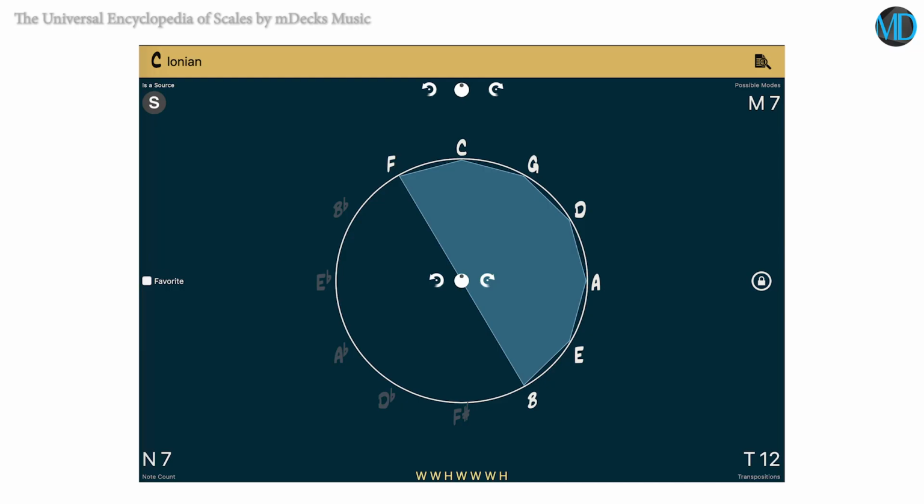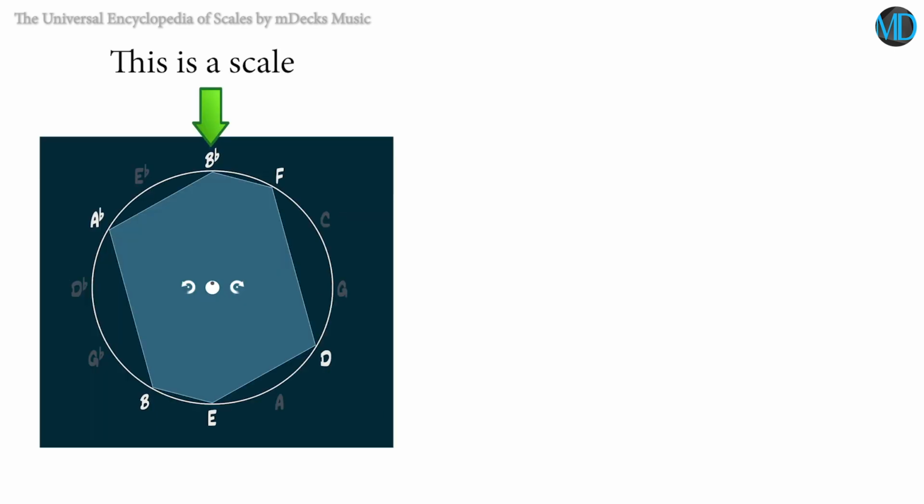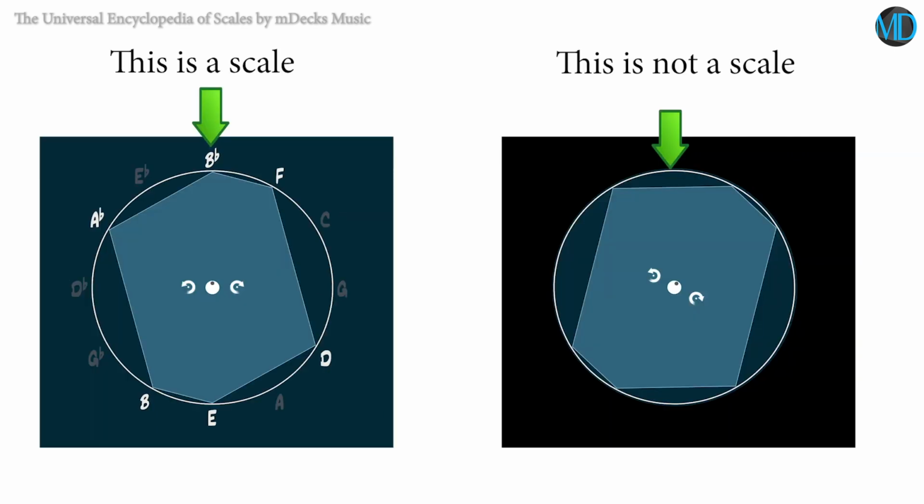And there's more. First, remember that the top note is the root of the scale. So any scale represented as a graph over the circle of fifths must contain the top note. Don't forget, our definition of a scale is an unordered set of 2 or more notes with a designated root. So this is a scale, but this is not a scale.